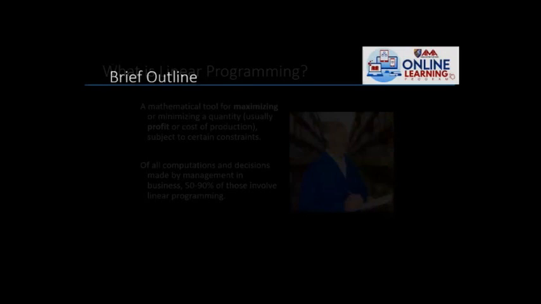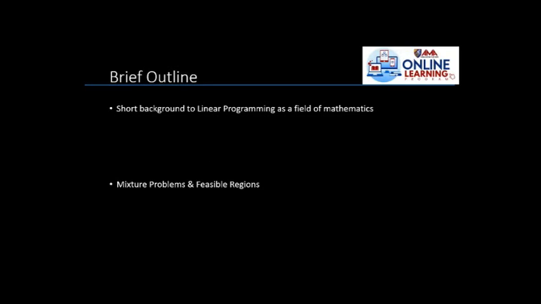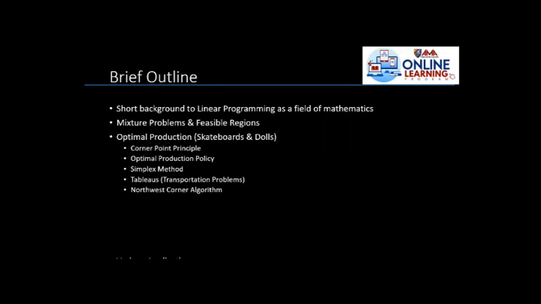Okay? So, this is the brief outline of our lesson for today. A short background to linear programming as a field of mathematics: who the founder was and when it was established. Mixture problems and feasible regions. The optimal production, under which are the corner point principle, optimal production policy, Simplex Method, the northwest corner algorithm, and various applications. Okay?